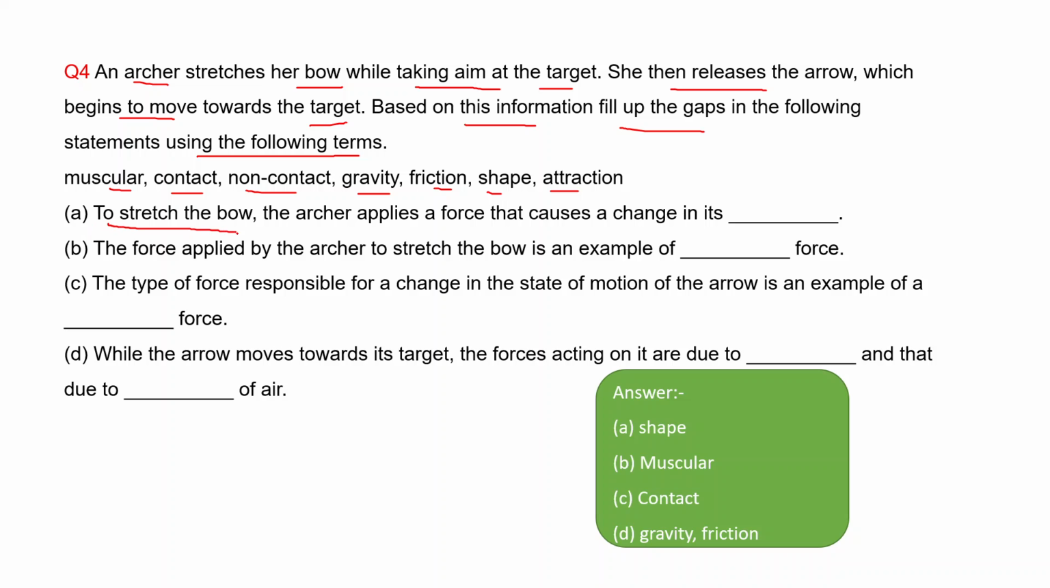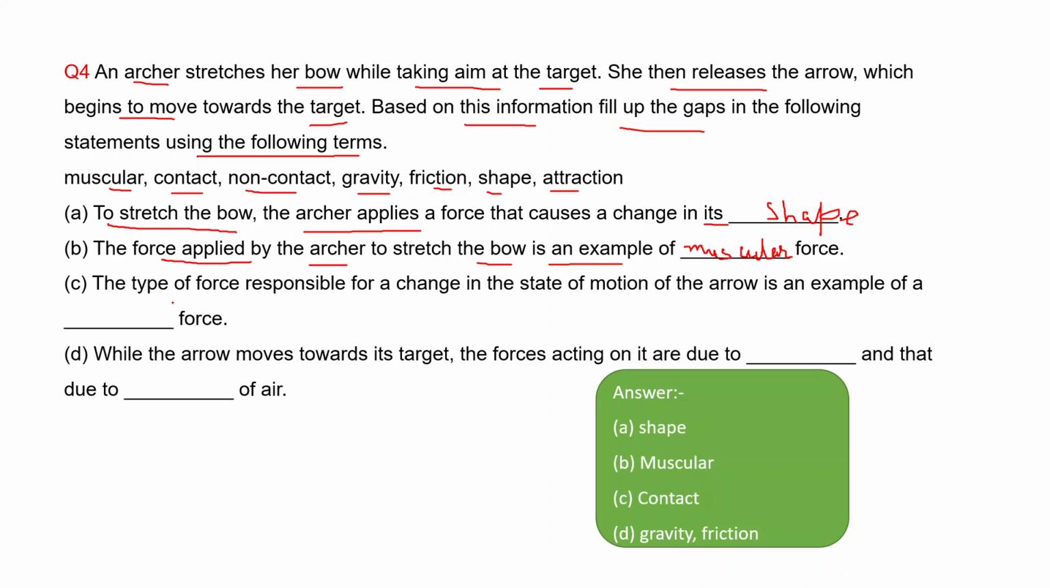To stretch the bow, the archer applies a force that causes a change in its blank. Your answer is shape, change in shape. Okay, the force applied by the archer to stretch the bow is an example of, this is muscular force.